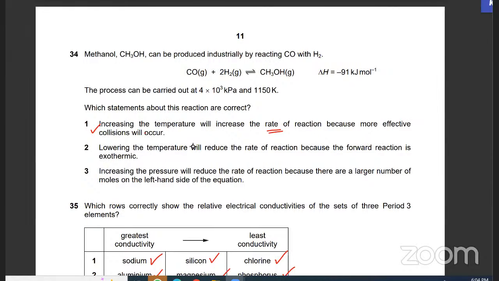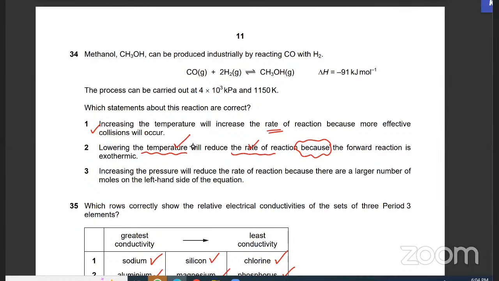Lowering the temperature will reduce the rate of reaction. Right? I mean, yeah, this is true. But this "because" part is wrong, because it has nothing to do with whether it's exothermic or endothermic.